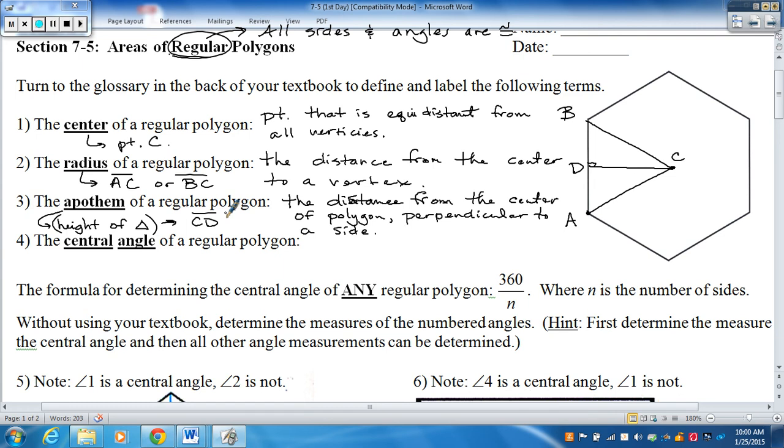Central angle, another key term that we're going to have to know, is an angle formed by two consecutive radii.